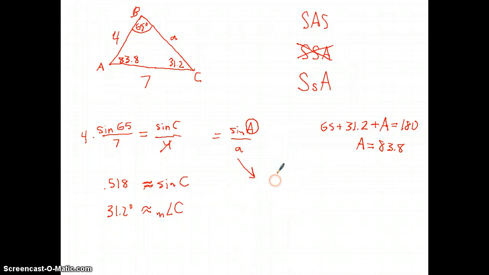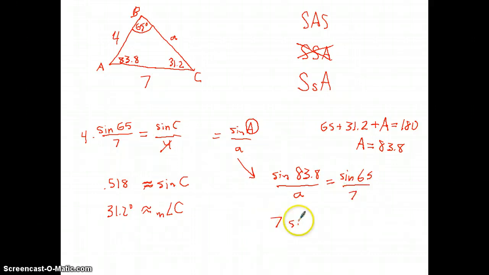Let's do that. Sine of 83.8 over A equals this thing I had before. Equals the sine of 65 over 7. Cross multiplying, 7 sine 83.8 equals A times the sine of 65. So I'm just going to divide that on both sides right now. Come on, pen. There we go. I'm trying to figure out all the tricks here. Alright, and then calculator time is about 7.68. Okay. Great.